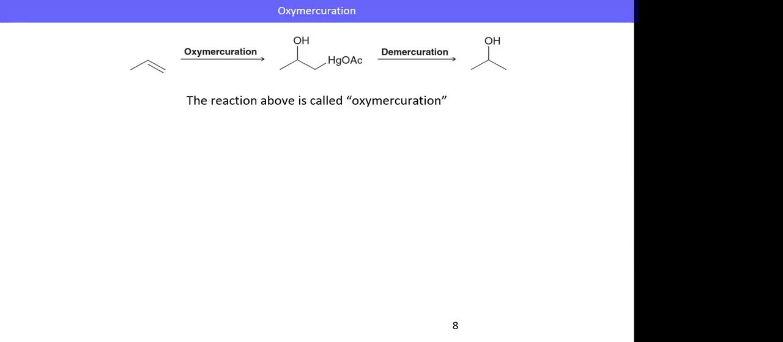All right, so what if we want to do a hydration reaction and we don't want it to go through a carbocation intermediate? Well, first off, why would it matter? Why do we need more than one mechanism to get to the same product? Would it ever be an advantage to not have it go through a carbocation intermediate?